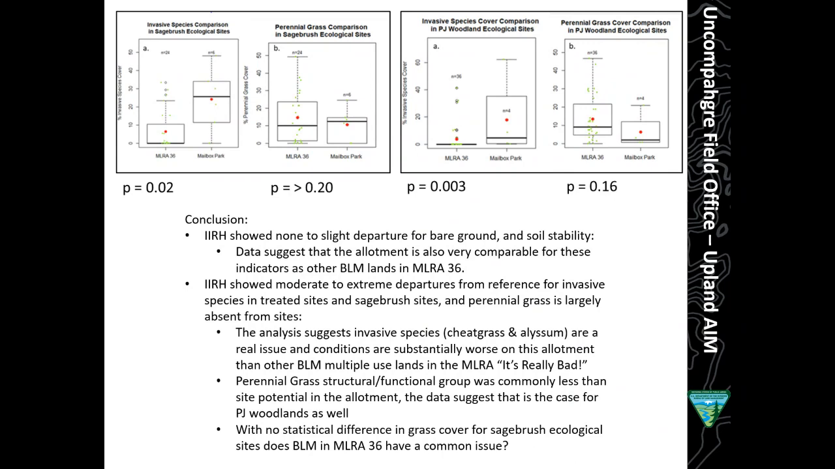So the analysis, simply put, suggests that invasive species, in this case cheatgrass and alyssum, are a real issue and conditions are substantially worse on this particular unit than they are on other BLM lands. It's really bad. Perennial grass, the perennial grass structural functional group, was commonly less than site potential in the allotment, and the data analysis suggests that this is the case for PJ woodlands as well. With no statistical difference in grass cover for the sagebrush ecological sites, the question is, does BLM in MLRA 36 have a common issue?